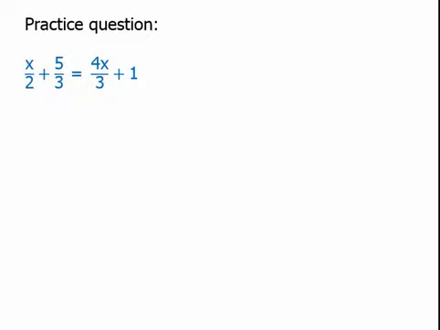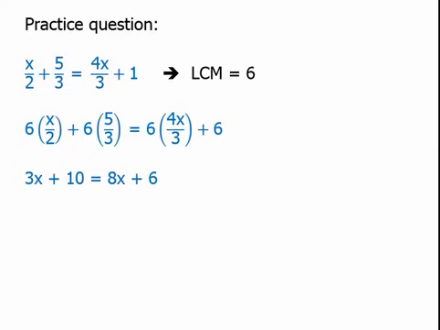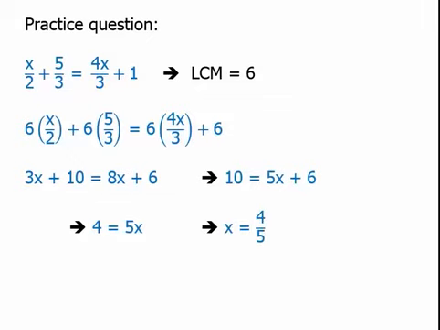Okay. So now we're going to start by multiplying by the least common multiple, which is 6. Everything gets multiplied by 6. When we simplify all this, we're left with 3x plus 10 equals 8x plus 6. Subtract 3x from both sides, subtract 6 from both sides, and divide both sides by 5.